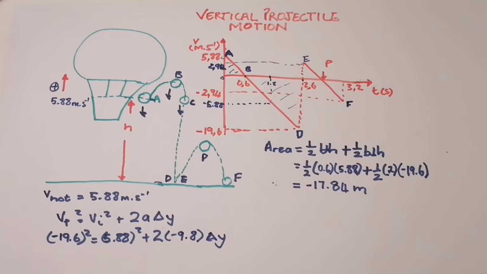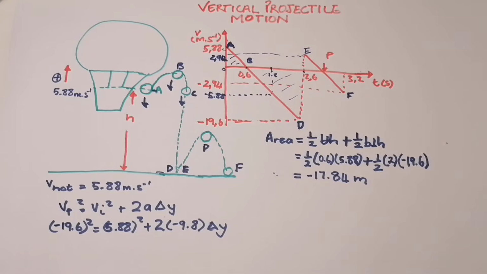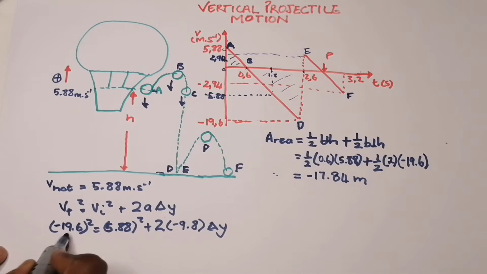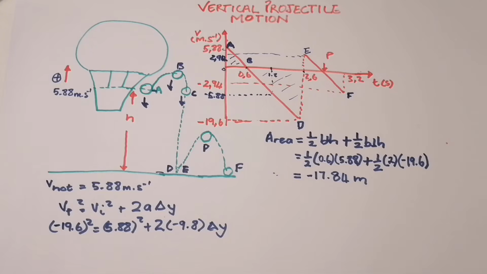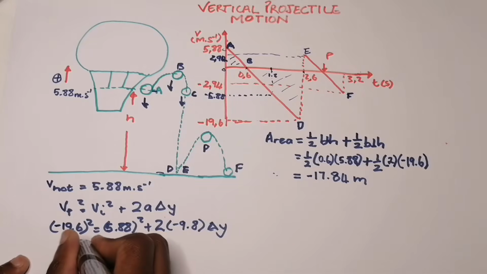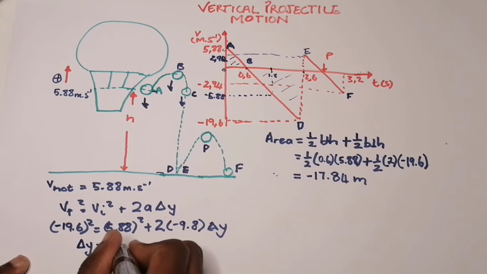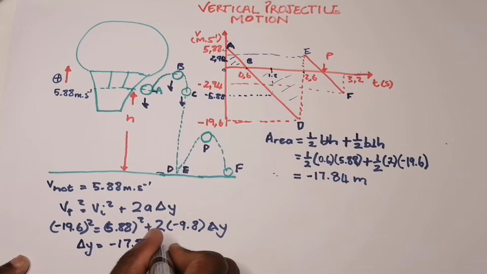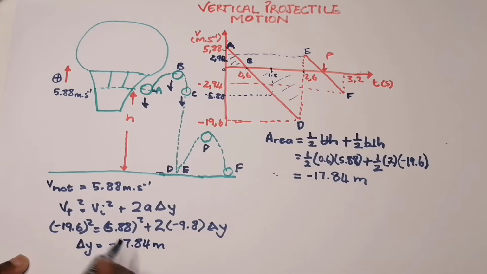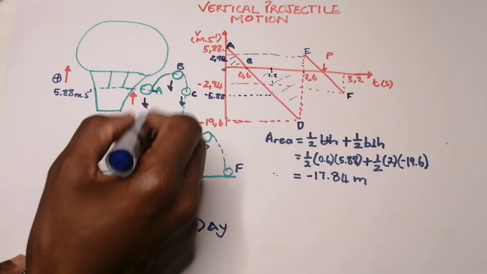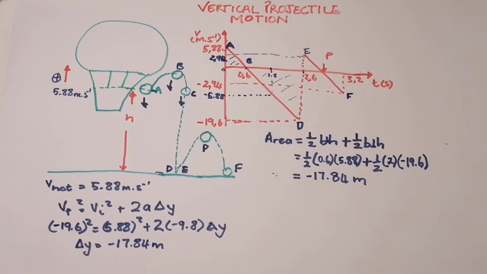And all that we need to do is some mathematical gymnastics. So I would have taken that minus 19.6, remember to put that in brackets, squared, minus 5.88 as I calculated, and thereafter divide by a negative 19.8, and I get exactly the same answer, which is delta y would be minus 17.84 meters. And the reason why it's negative, remember, is that it's telling us that this was displaced downwards. Remember, we've taken up as positive.